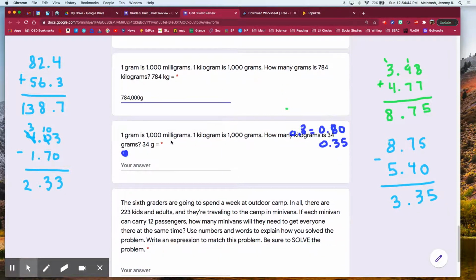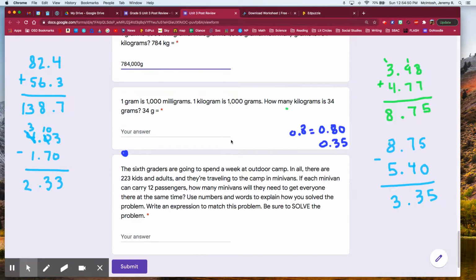All right. Same thing: 1 gram is 1,000 milligrams, 1 kilogram is 1,000 grams. How many kilograms is 34 grams? So we're going backwards on this one. We have the number 34 and we're dividing now by 1,000, because the number is going to be smaller. Same concept, still 3 zeros, but this number is going to be super small. So 1, 2, 3, 4, 34 ten-thousandths.